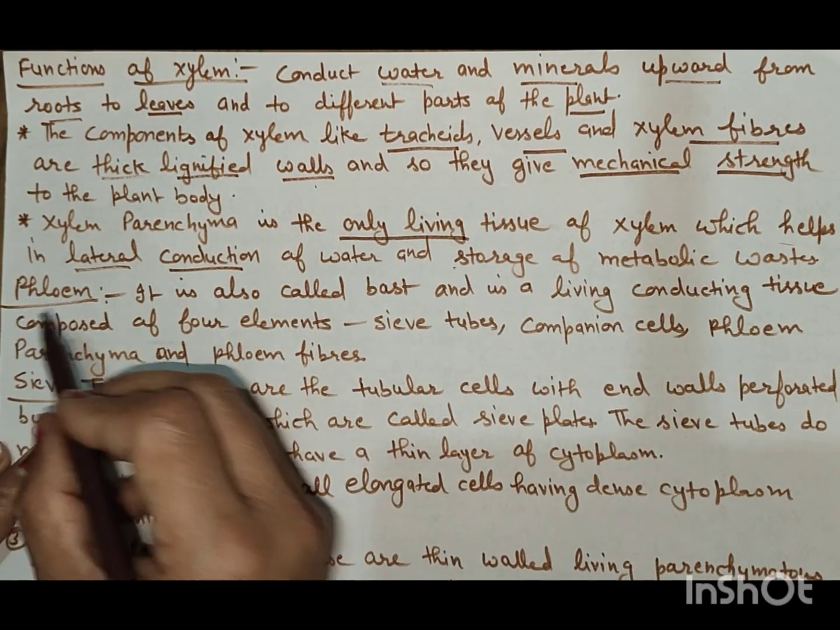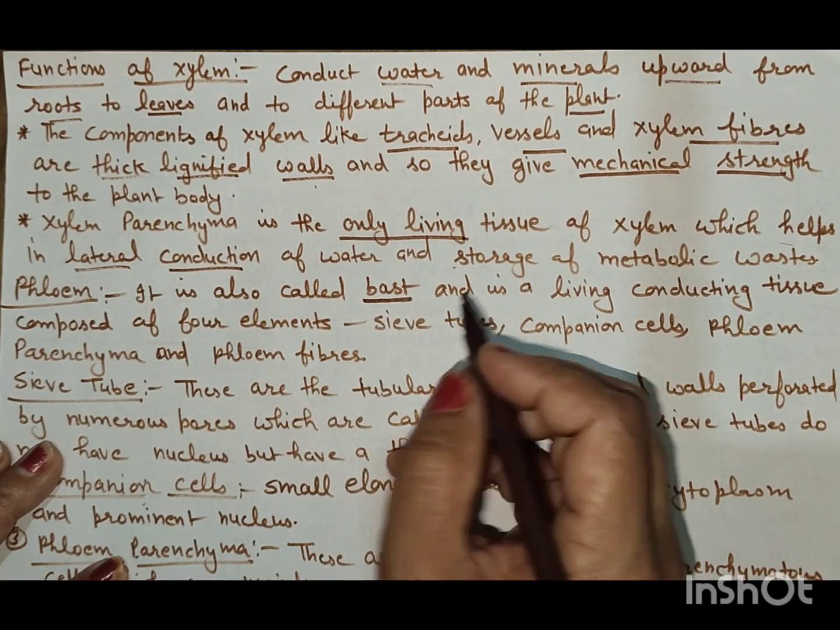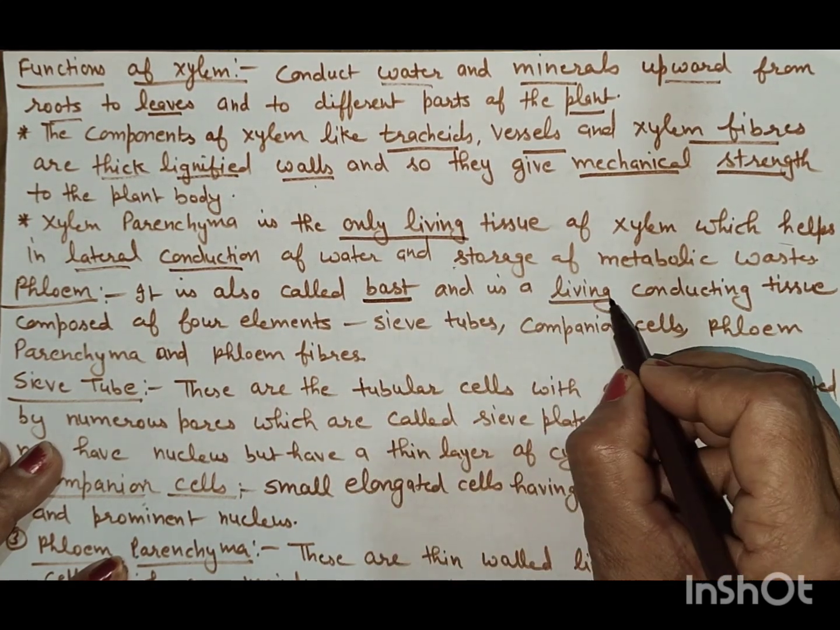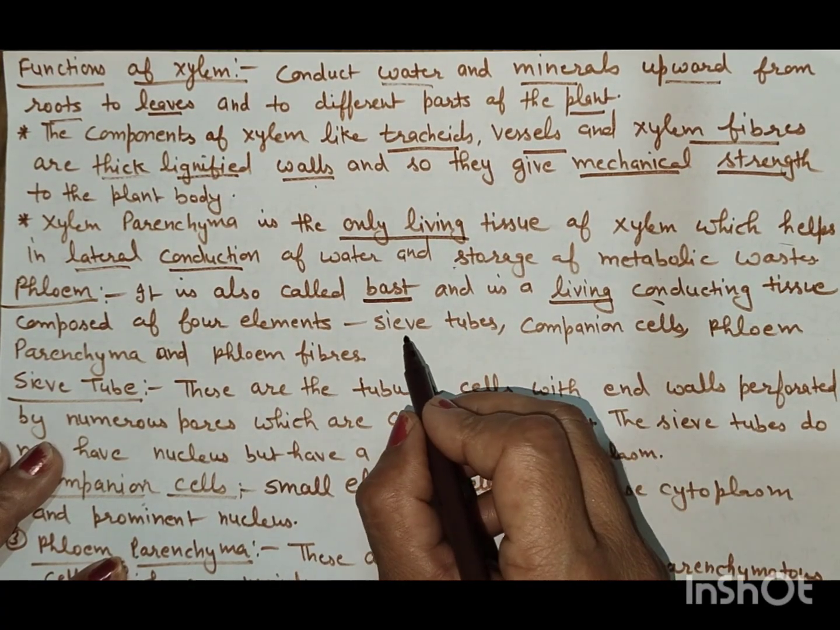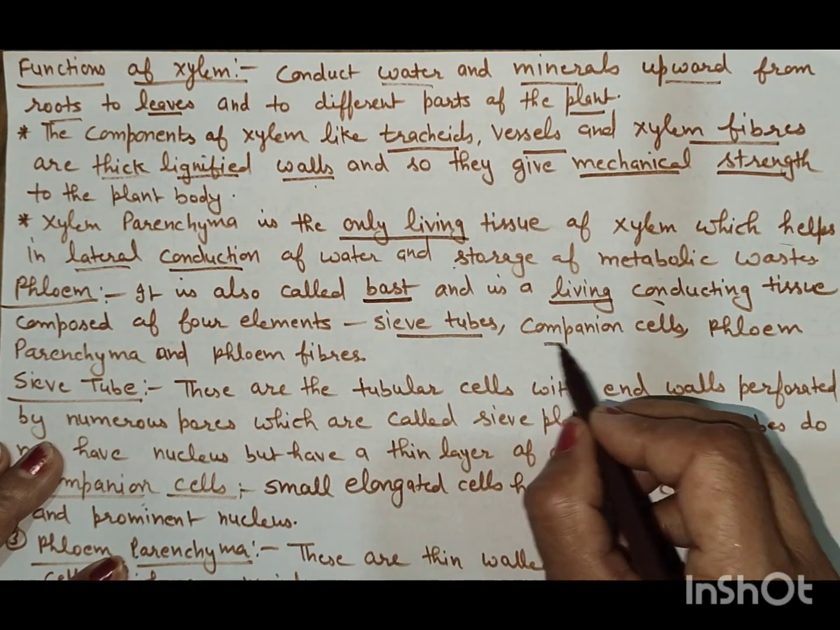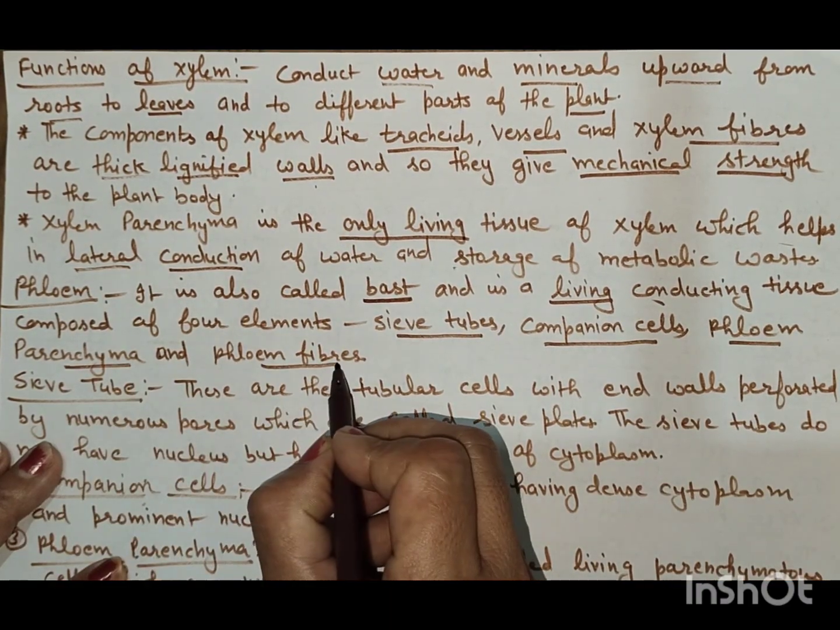Now phloem. It is also called bast, and it is a living conducting tissue composed of four elements: sieve tube, companion cell, phloem parenchyma and phloem fiber.